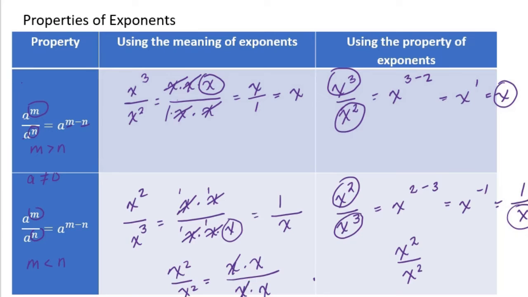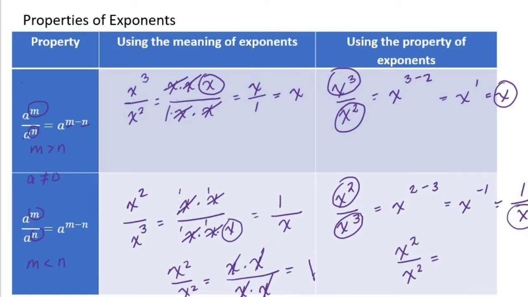1 x from the top and 1 x from the bottom cancel. I've got another pair from the top and the bottom I can cancel. What do I have left? Well, in the numerator, I have 1 times 1 is 1. And in the denominator, I have 1 times 1 is 1. 1 divided by 1 is just 1. So x squared divided by x squared is just 1. And we got that just by looking at what exponents really mean and canceling the x's.